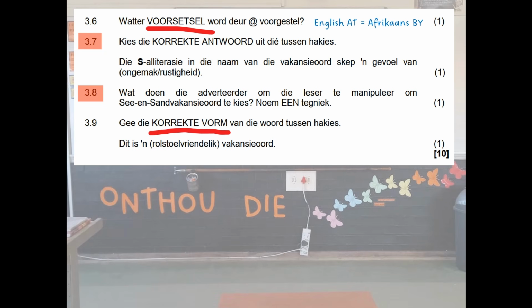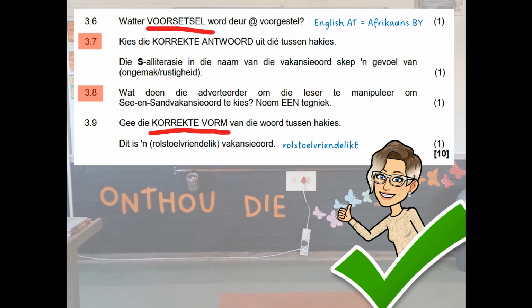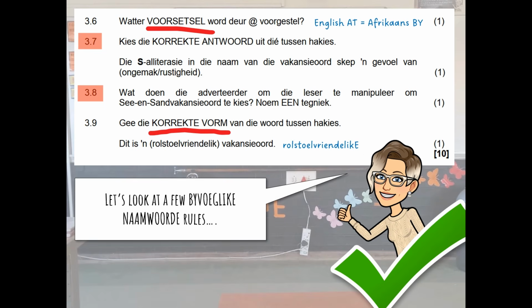The correct form of the word in brackets, that is a rolstoelvriendelik vakansieoord. You can see that it's an adjective because it explains to you more about the vakansieoord. So it is going to be rolstoelvriendelike. So let's quickly look at a few rules here. We're going to look at byvoeglike naamwoorde.